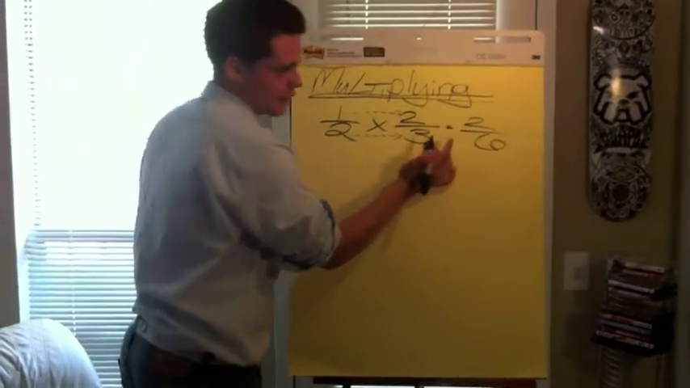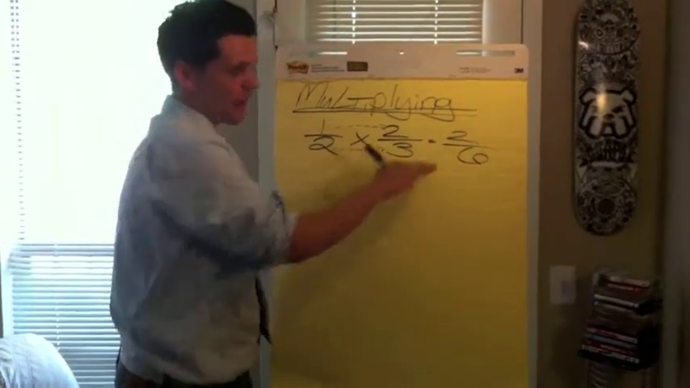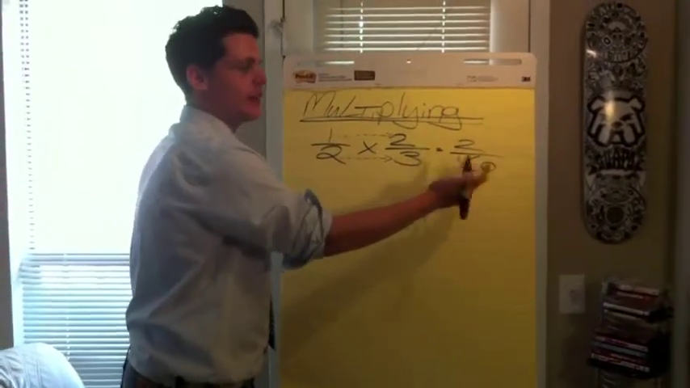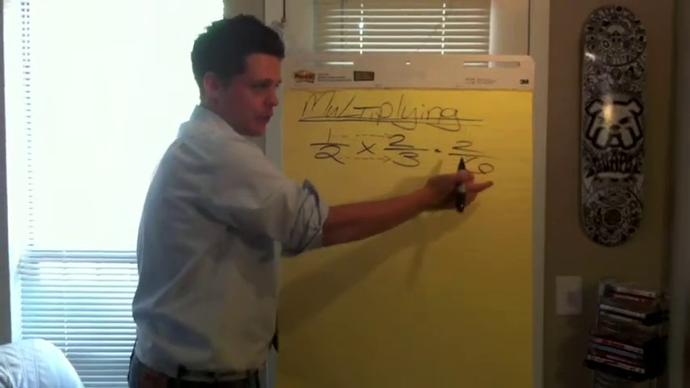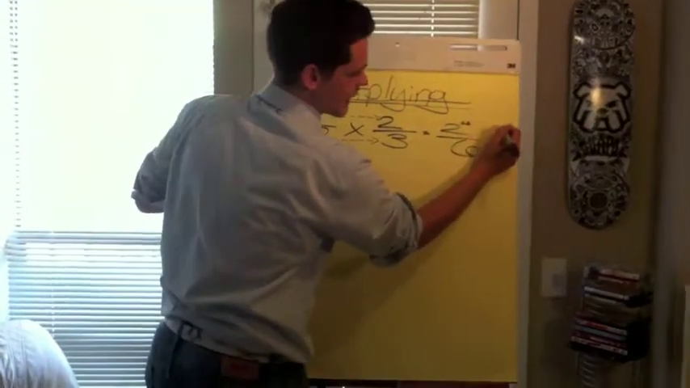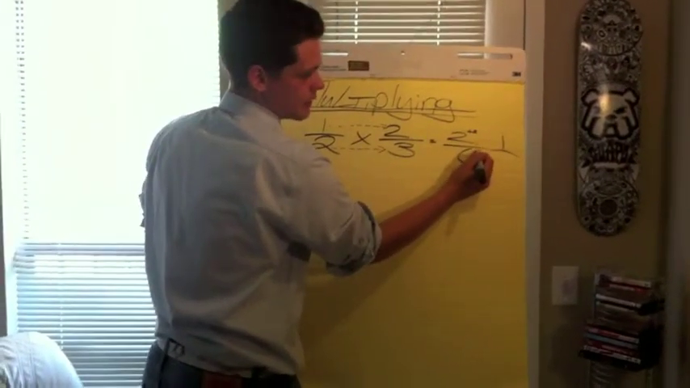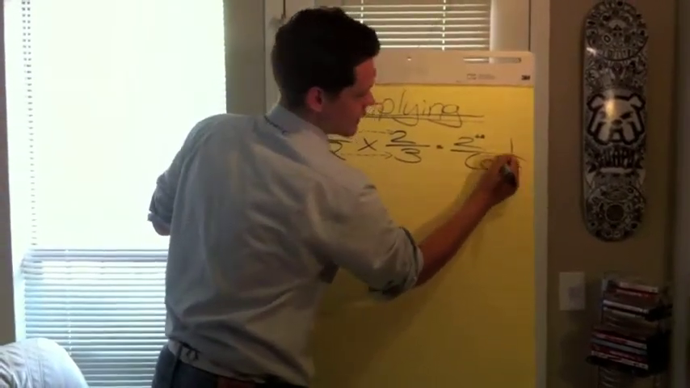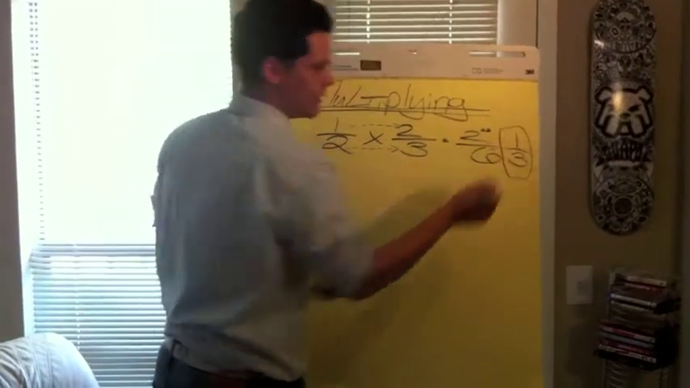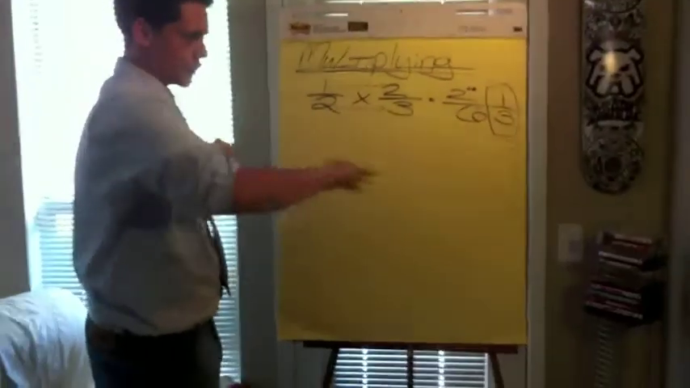2 times 3, we got 6. Alright, and then just like every fraction problem, you gotta ask yourself, is it fully simplified? Is there any number I can divide them both by? I can divide them both by 2. So 2 divided by 2, and I get 1, and 6 divided by 2, and I get 3. Alright, it's pretty easy. And that's it. That's it for multiplying. You just go straight across.